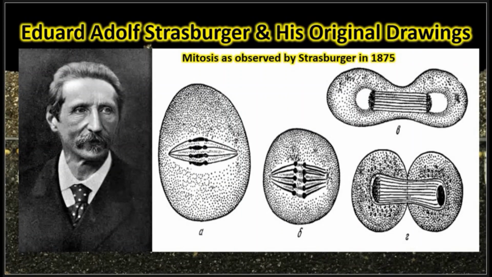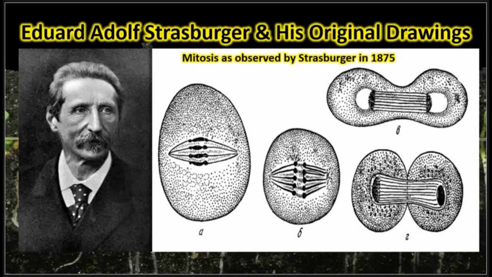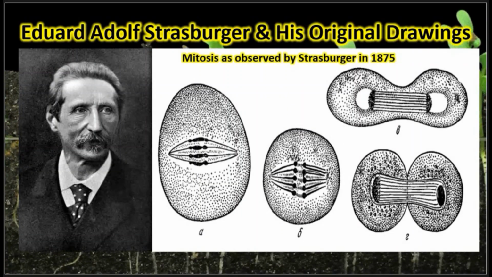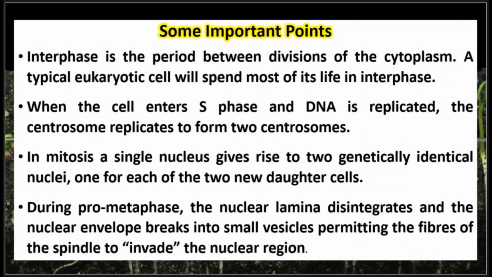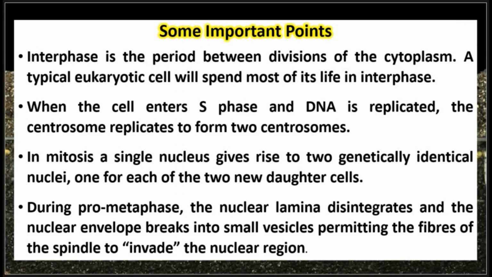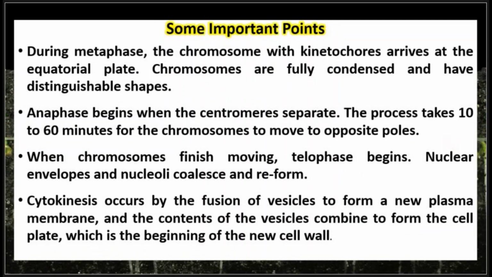This is Edward Adolph Strasburger and his original drawings when he first observed mitosis. Interphase is the period between one cell division and the other cell division. In mitosis, a single nucleus gives rise to two identical nuclei and also two daughter cells.